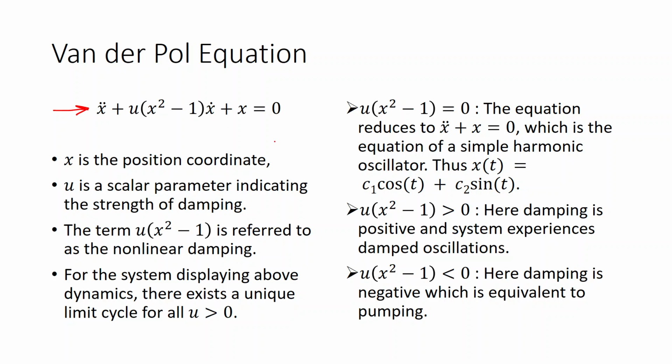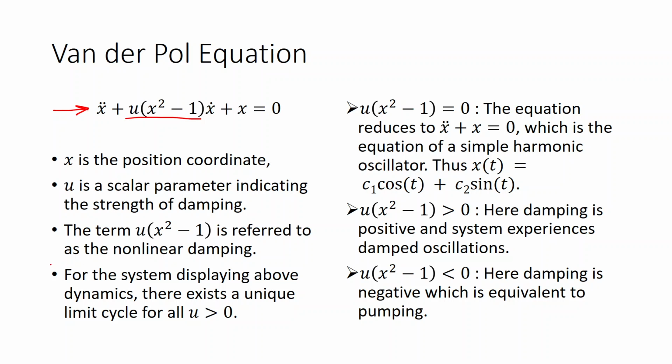Now you notice that with the x dot there is a nonlinear term, and normally the coefficient with x dot is called the damping coefficient. So this one we also term as the nonlinear damping, and the strength of the damping is decided by the scalar parameter u. So u decides the strength of the damping, and the nonlinear term is known as the nonlinear damping.